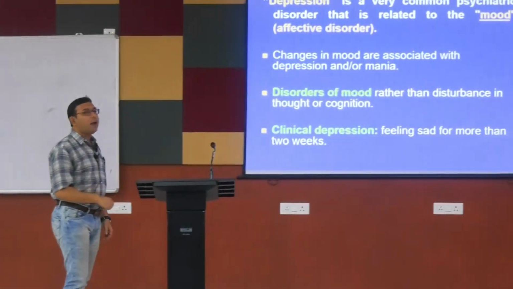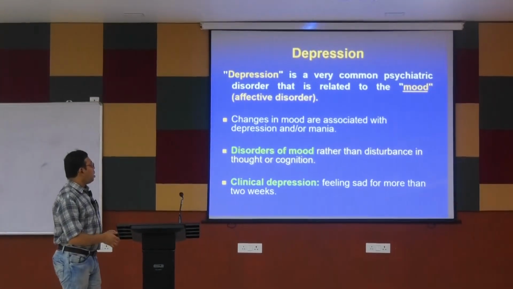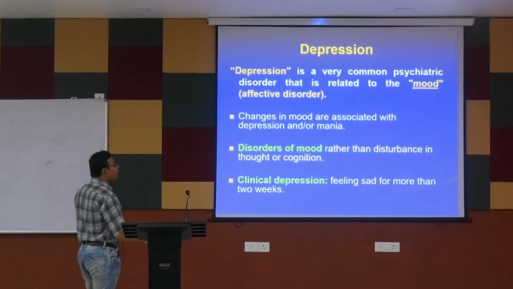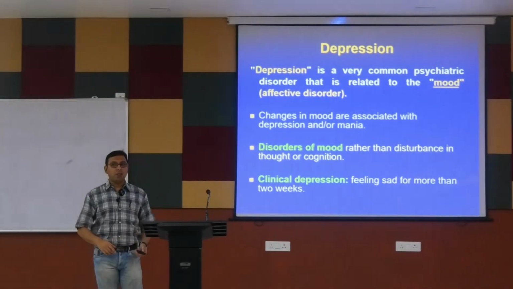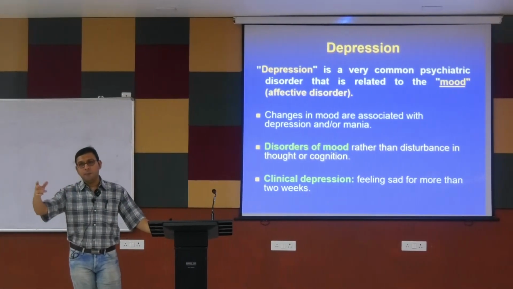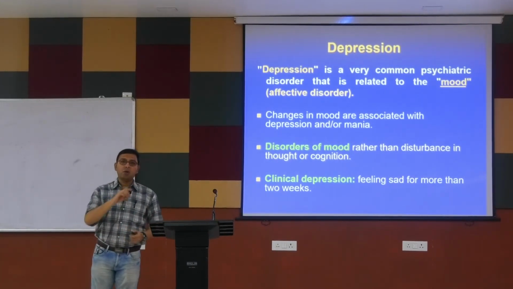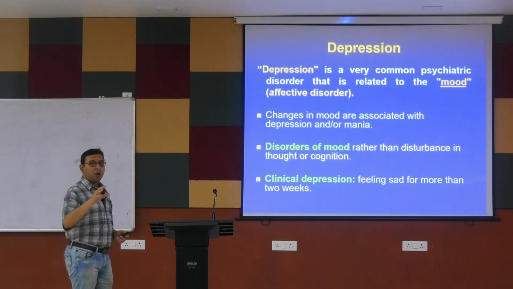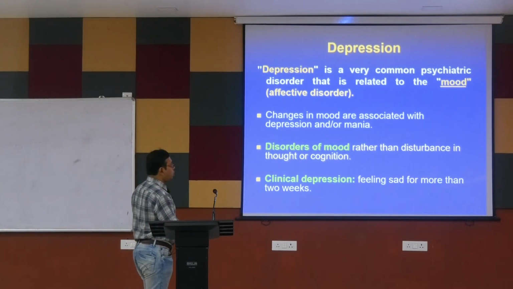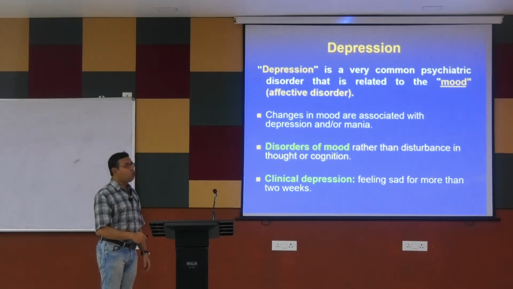So this is basically a disorder that affects the mood. So this is a mood disorder, a disorder of the mood rather than disturbance of the thought or cognition. Disturbance of the thought or cognition mainly occurs in the psychosis. So psychosis we will discuss in the next class about the antipsychotic drugs. So this is the depression. There are disturbances in the mood. And clinical depression is feeling sad or depressed mood for more than 2 weeks.